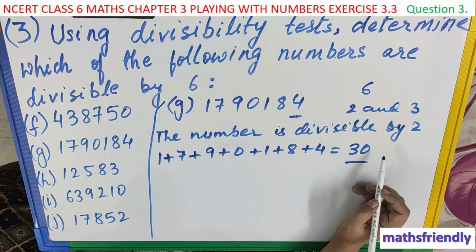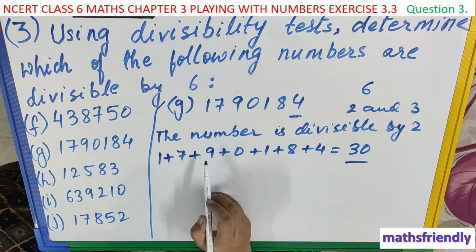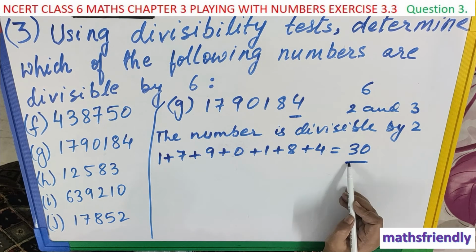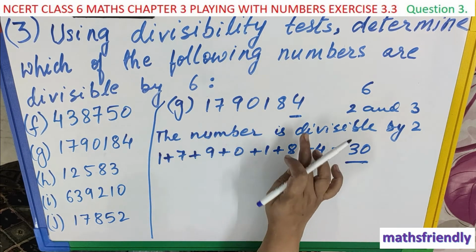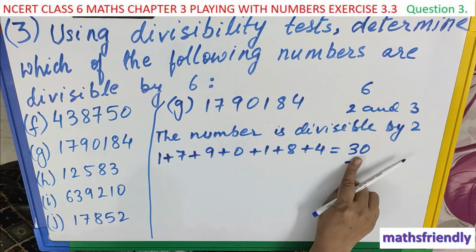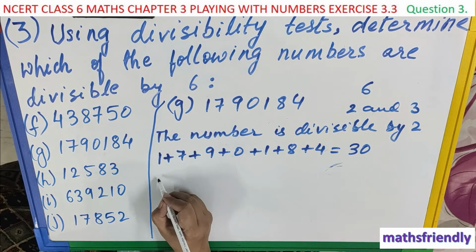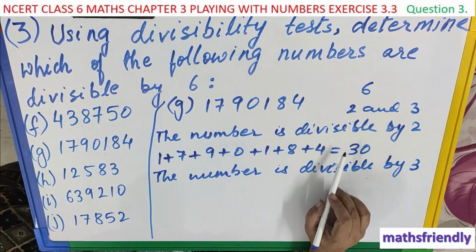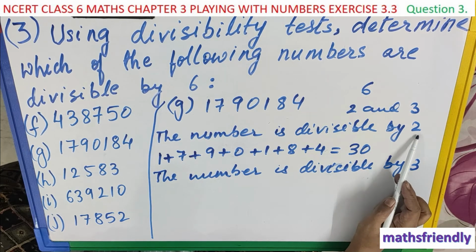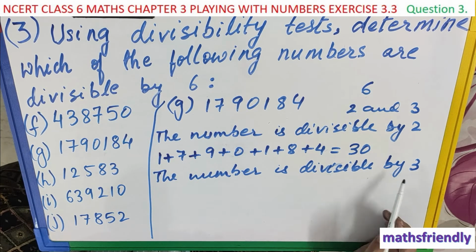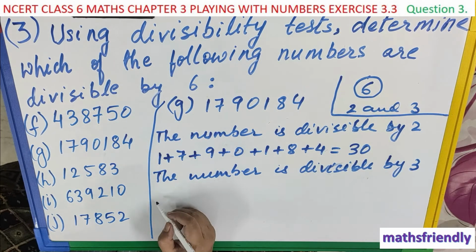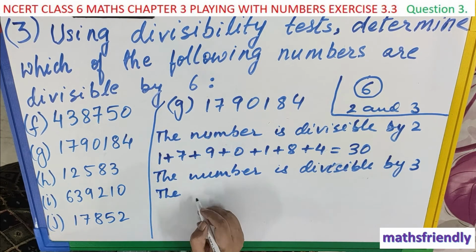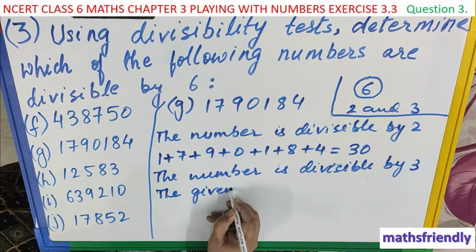So, it means that this number is divisible by 3, because the sum of the digits of this number, which is 30, is divisible by 3, means the number is also divisible by 3. So we will write the number is divisible by 3. Since the number is divisible by both 2 and 3, this number is also divisible by 6. So we will write the given number is divisible by 6.